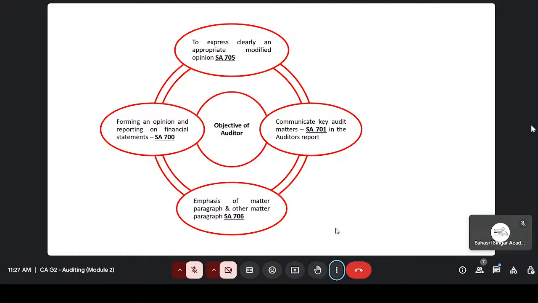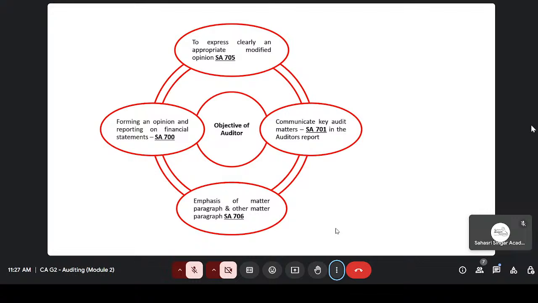If you see the section on company audit, section 143 contains various duties, and under 143(3), one of the points is that he has to issue the report. Section 143 contains various points. Under that, one of the points is that he has to issue the auditor's report. It is the duty of the auditor to issue the auditor's report.